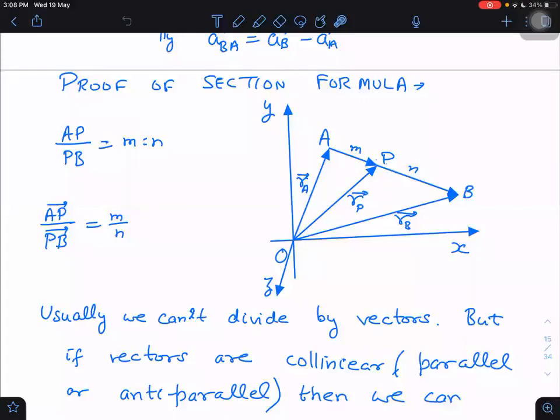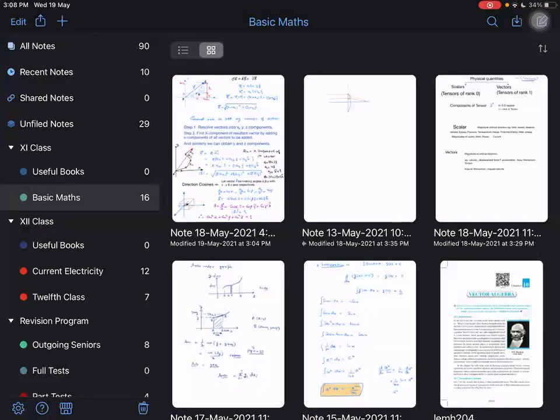Okay, right. Let us end it now. Sir, which app are you using, sir, for this? I'm using Notability. It is used on iPad. Okay, then let us end it here now.